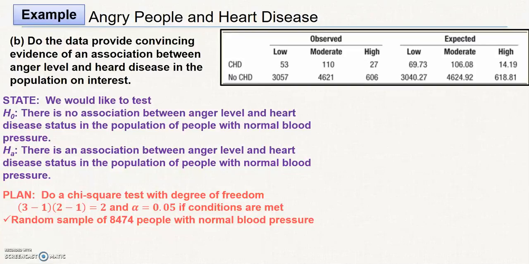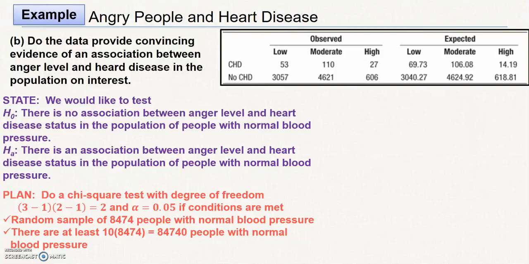Conditions, we still need to check random. We need to check the 10% rule. And then we need to make sure that our expected values are all greater than 5, and indeed they are. Again, just to reiterate, please make sure that you do not just say that the expected values are greater than 5 and you don't show them. You need to show the expected values.